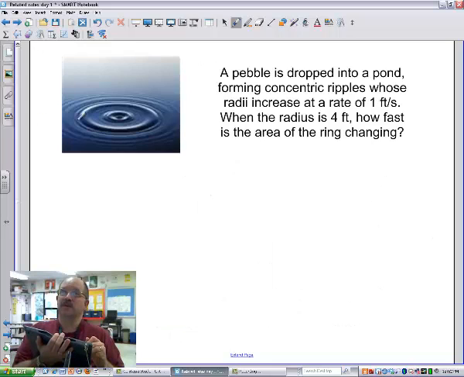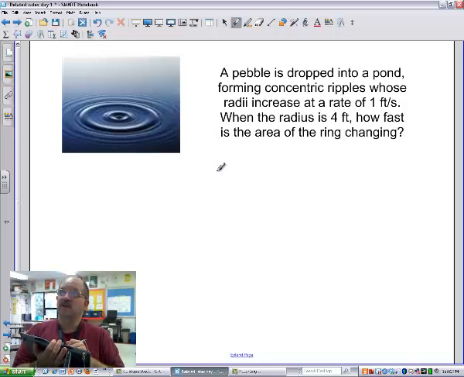Related rates. We'll talk about that little problem a little bit later. So a pebble is dropped into a pond. This is another related rates problem. A pebble is dropped into a pond, forming concentric ripples whose radii increase at a rate of 1 foot per second. When the radius is 4 feet, how fast is the area of the ring changing?